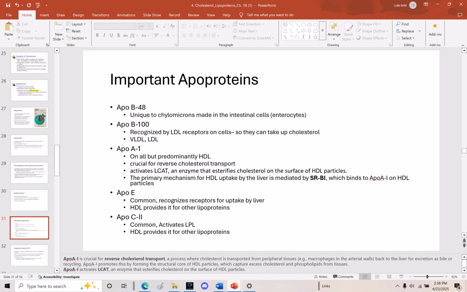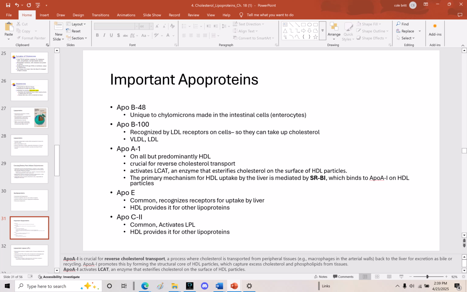The primary mechanism for HDL uptake, so HDL has its own receptor, it's SRB1, which also binds to ApoA1. So ApoA1 is very important to HDL. It only does two things. So it activates LCAT, which esterifies. LCAT is just a lipoprotein acyltransferase. And it'll esterify cholesterol in order to store it in the middle of that HDL here.